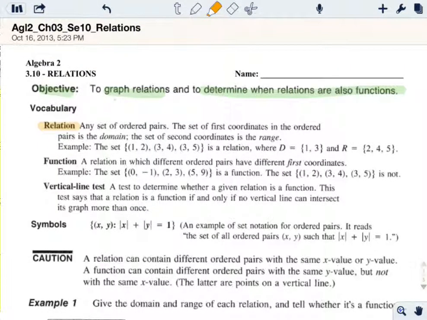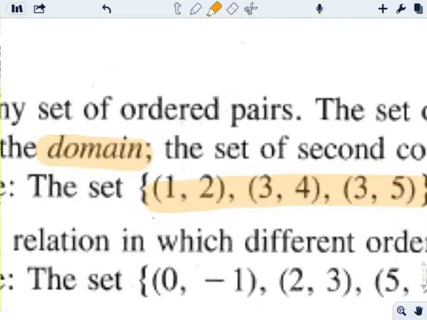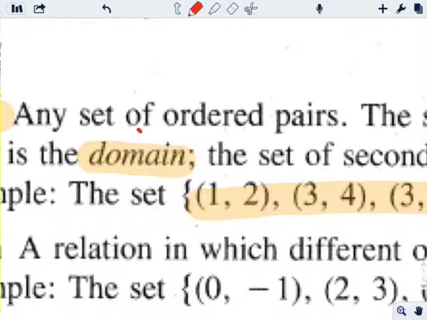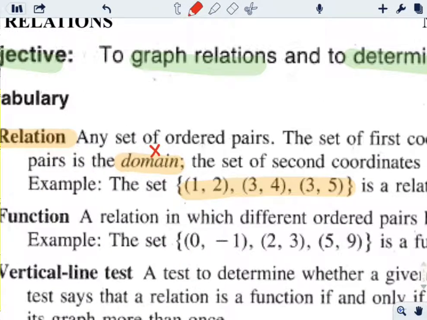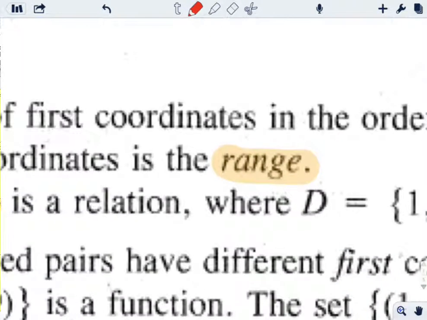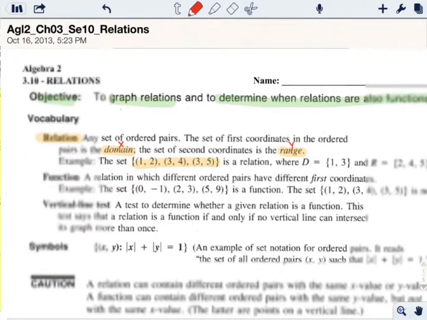Well, we've talked about these. In this case, it's any set of ordered pairs. Remember, these right here are ordered pairs. The set of the first coordinates in the ordered pairs is called the domain. We've talked about that. And the second coordinate is called the range. The domain is usually the x value, and the range is usually the y value.